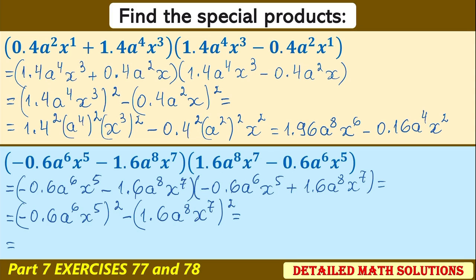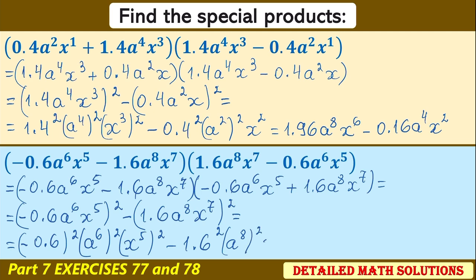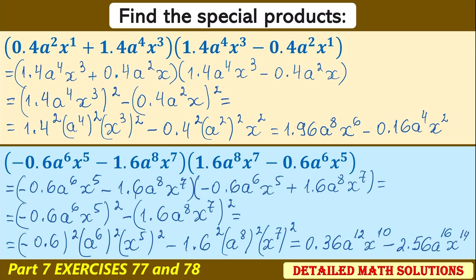This simplifies to (minus 0.6) squared (a to the 6th power) squared (x to the 5th power) squared minus 1.6 squared (a to the 8th power) squared (x to the 7th power) squared. This equals 0.36 a to the 12th power x to the 10th power minus 2.56 a to the 16th power x to the 14th power.